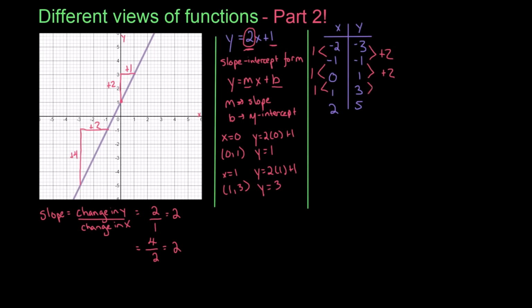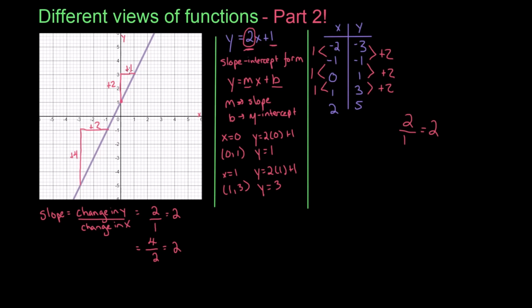So notice the pattern here. Every time we go up by 1 over here, we go up by plus 2 here. And remember, our slope is just our change in y divided by our change in x. So we take our change in y, plus 2, and divide it by our change in x, which is just 1, and we find that our slope is 2. So no matter what version of a function you're given, you should be able to grab the slope out of it using these different methods.